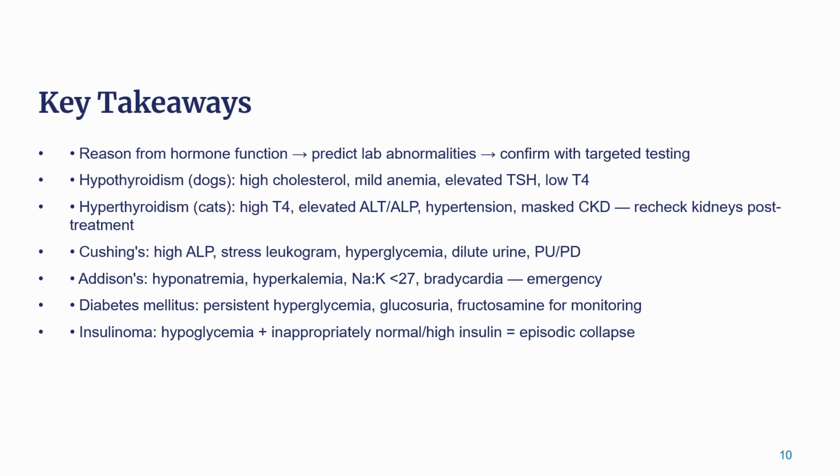Addison's is a cortisol and aldosterone crisis: low sodium, high potassium, and a sodium to potassium ratio that tells the story. Diabetes is insulin failure. Insulinoma is insulin excess. Reason from the hormone, and you'll always know which direction to look.